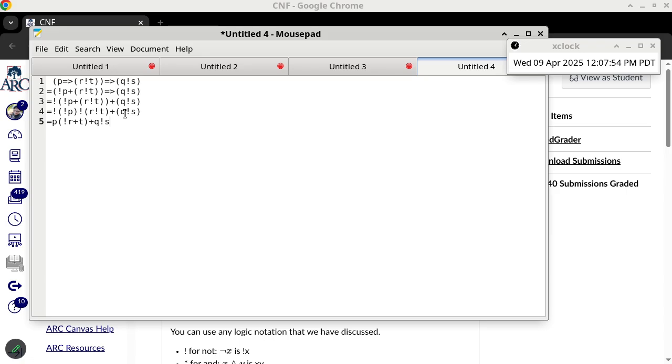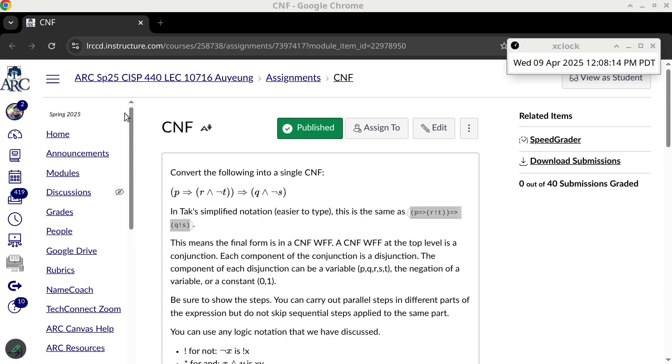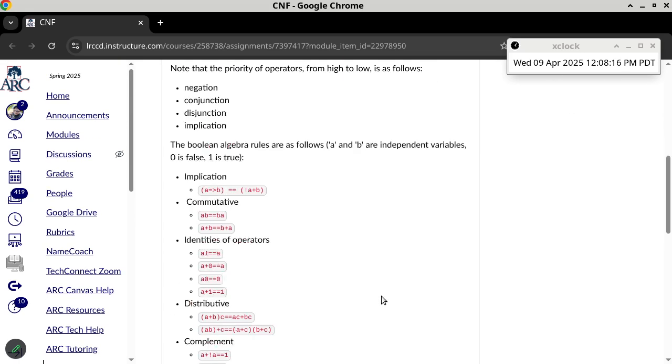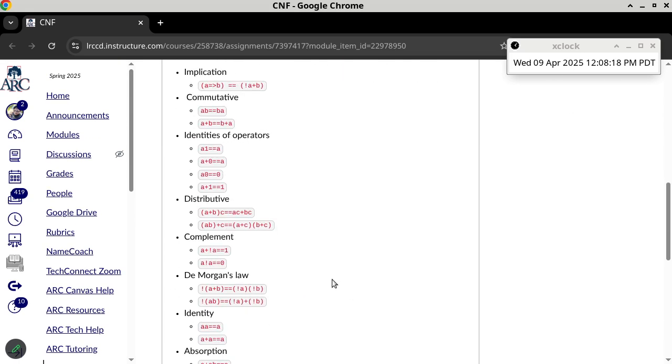So next is to distribute. The question is how we are going to distribute. This is where you can make it more complicated than it has to be, or you can go like, oh, okay, one more step and we are all done. So you have to think about the two distributions which are listed in the homework assignment. If you go to the homework assignment and go all the way down to distributive, we have these two ways of distributing. So now you have to think about which one makes it closer to a CNF.